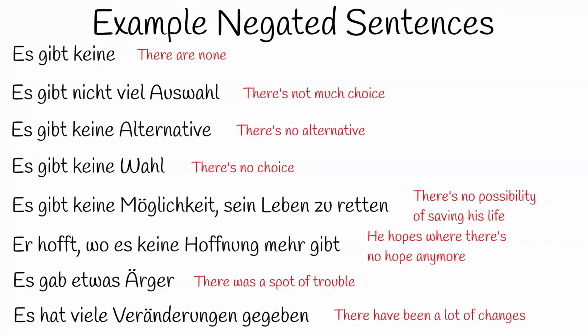But I want to encourage you to use es gab in its past tense form in all of the types of examples that we've seen in the present tense, because it can be, and it is very commonly used in German.